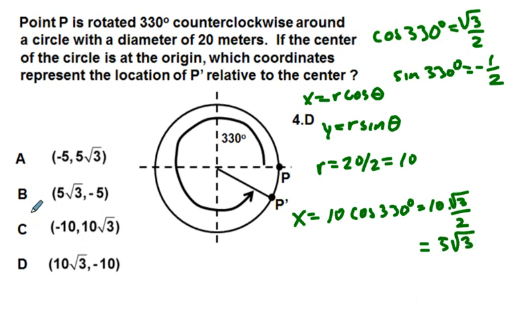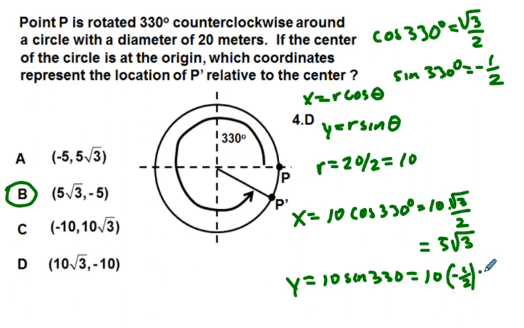So it looks like it's probably going to be this one here. And then our y value is going to be 10 sine 330 degrees, which equals 10 times negative 1/2, which equals negative 5. So yes, B is our correct answer. You need to have a positive x value and a negative y value, which automatically disqualifies answer choices A and C.